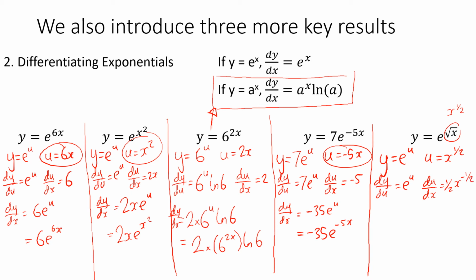Multiply them all together, and we're going to get dy dx is equal to a half x to the minus a half e to the u. Sub in our value of u. This is a half x to the minus a half e to the x to the half. Now, if you really wanted to, instead of writing x to the half there, we could write square root of x, and instead of writing x to the minus a half here, we could write 1 over root x. But no one's going to be giving you extra marks for that unless it requests it.